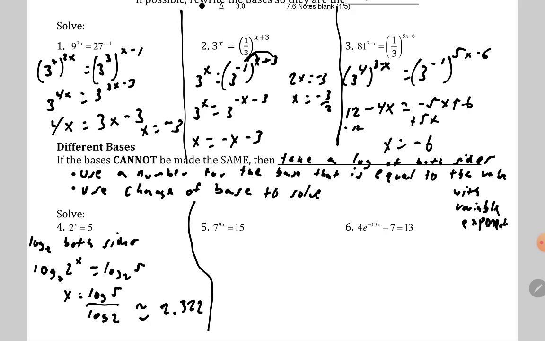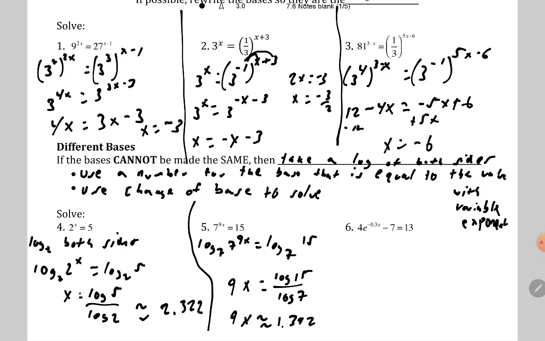Okay. 7 to the 9x equals 15. We cannot make our bases the same, so we're going to take log base 7 of both sides. So log base 7 of 7 to the 9x equals log base 7 of 15. So this will be 9x equals log of 15 over log of 7. Okay, and then 9x is about 1.392. And then you would divide both sides by 9 to get your answer.